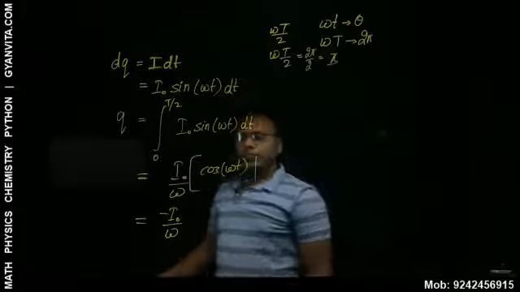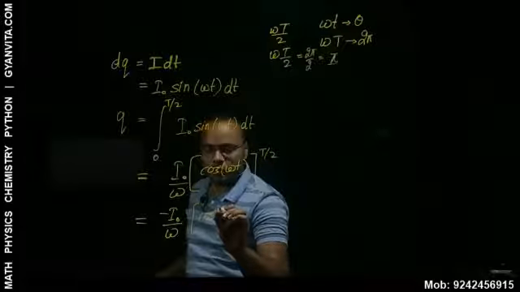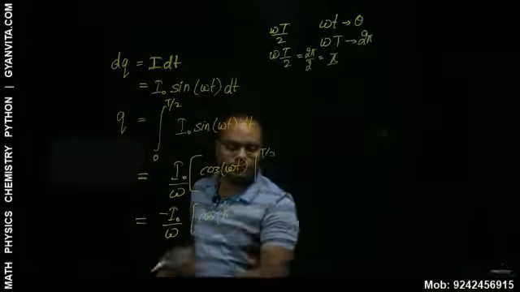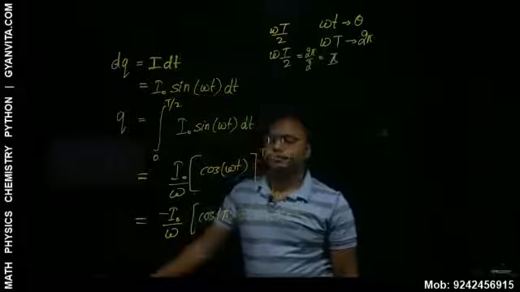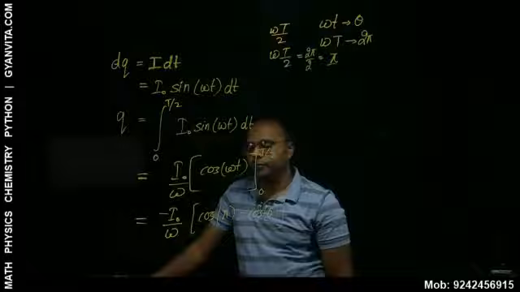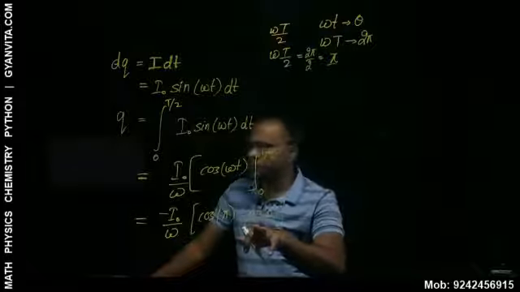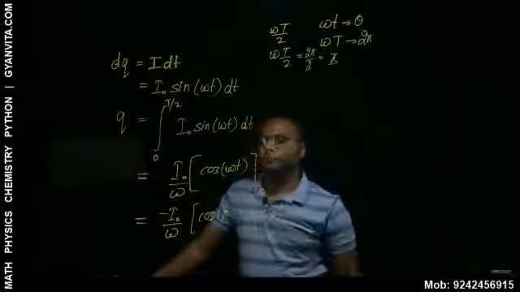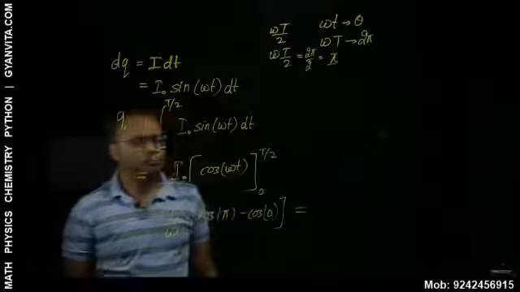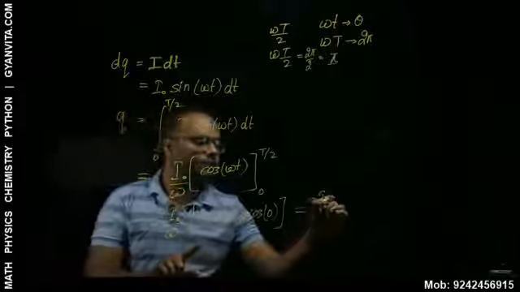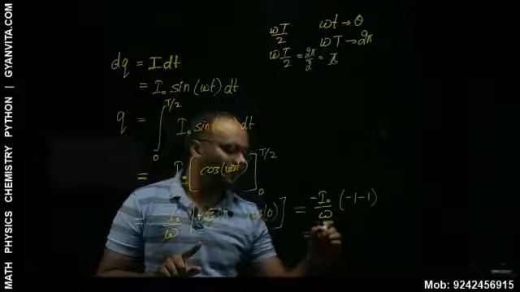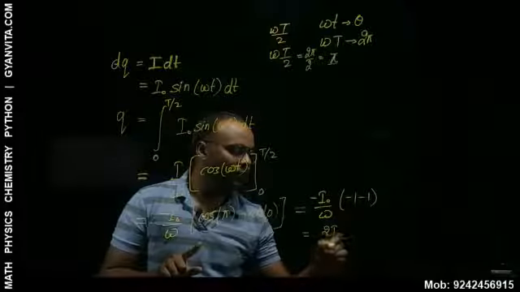Right. So this is minus I naught by omega, cos pi minus cos 0. Right? So cos pi is -1, cos 0 is 1. So this is -1, -1. Is it clear? So this will be minus I naught divided by omega into -1 -1. So that is nothing but 2 I naught divided by omega.